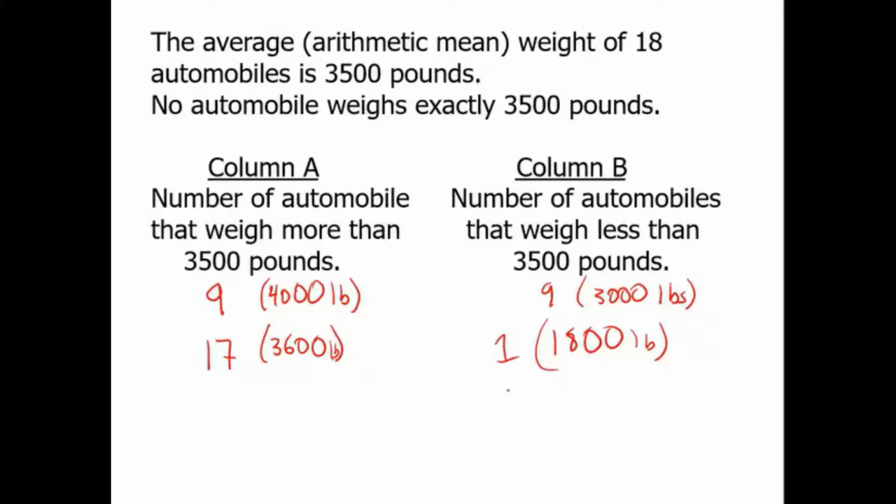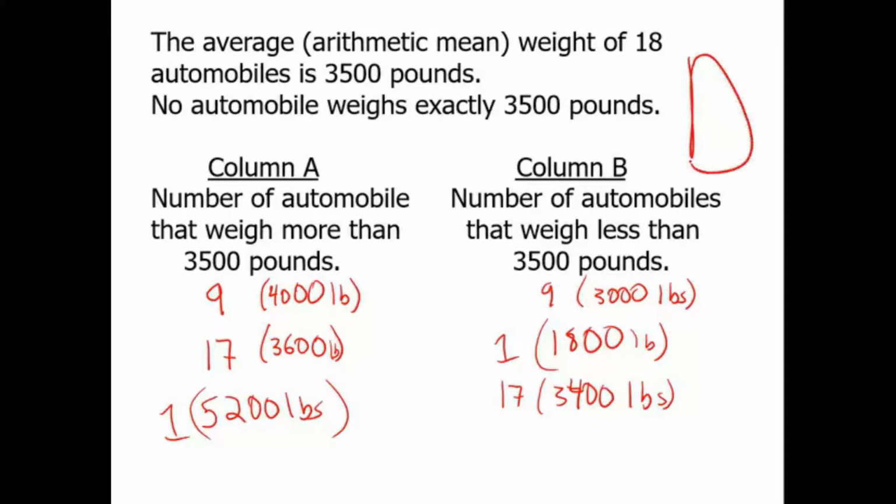Or we could have most of them be less. We could have 17 of them be 3,400 pounds. We've taken away 17, so we need to add 17 on this side. That would be 5,200 pounds. One really heavy car with that weight. And so we could have more in column A or more in column B, or they could be equal. And in fact, from this information alone, there's no way to determine whether there are more that are above the mean or more that are below the mean. It could be different for every scenario. Because we cannot determine it, the answer is D.